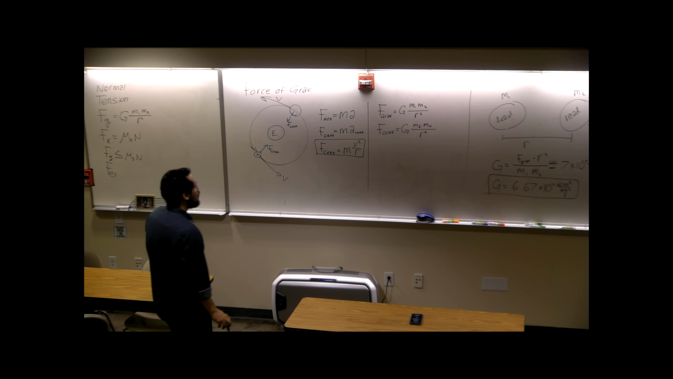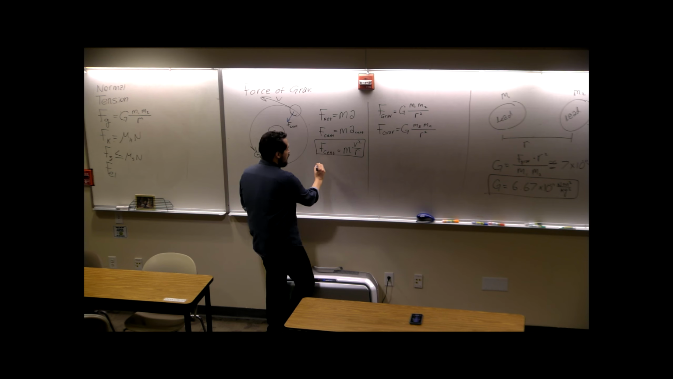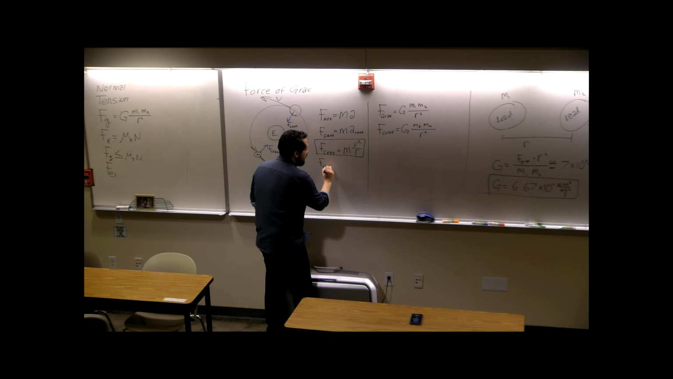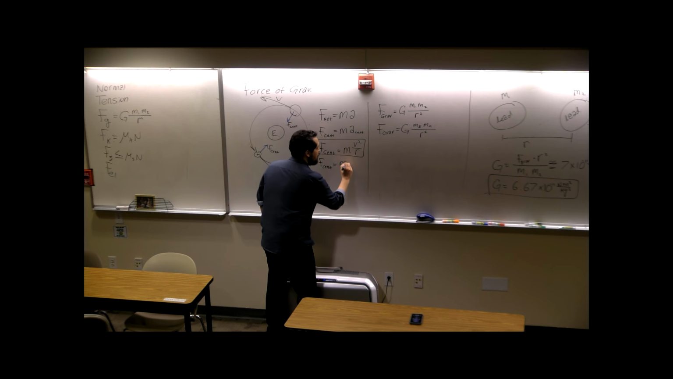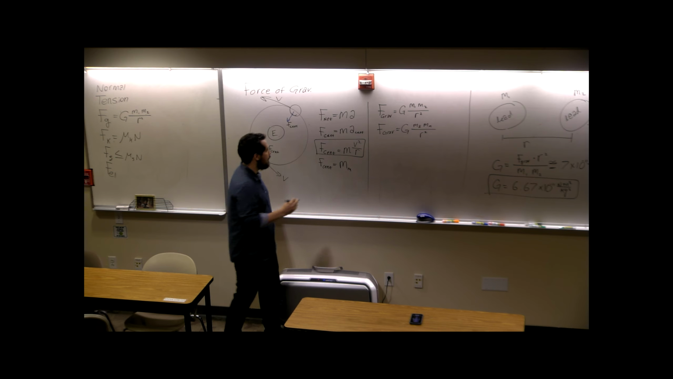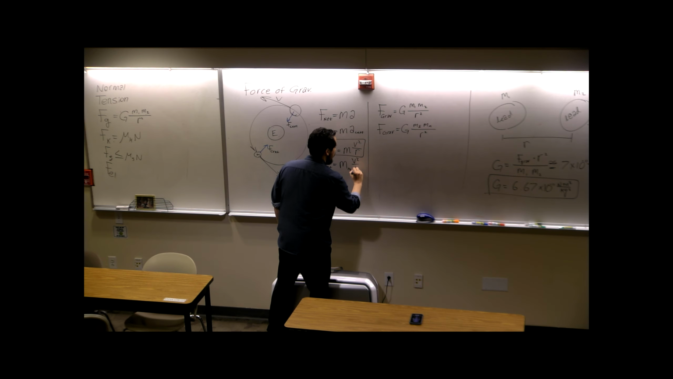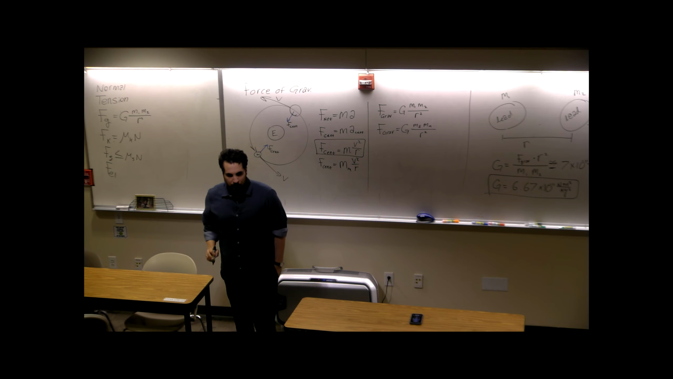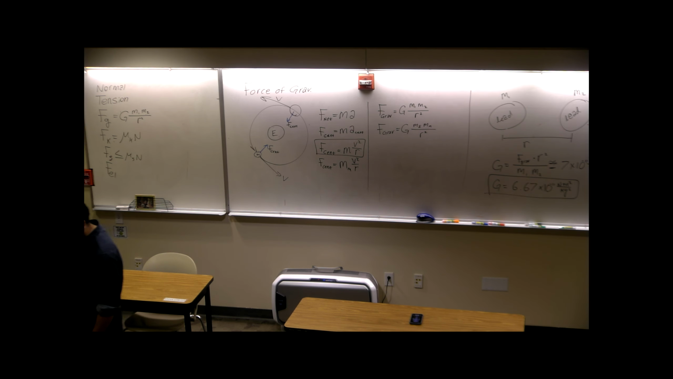We look at our centripetal force and we say, well, if we're looking at the moon and we want to understand the motion of the moon, that mass is going to be the mass of the moon, m v squared over r. We feel okay about this? Any questions, any thoughts, any comments?